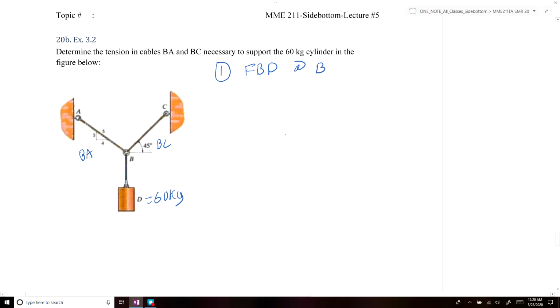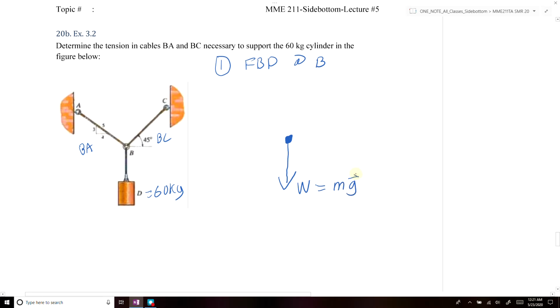All right. So at point B, first we're going to draw the shape of our particle, which is just a dot. Then we're going to draw all the known and unknown forces on our particle. So we have the weight of our mass, which is equal to mg. We also have the tension in the cable from point B to point C, and the tension in the cable from point B to point A.